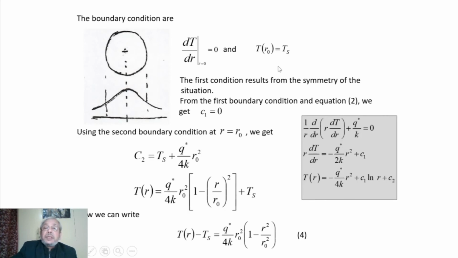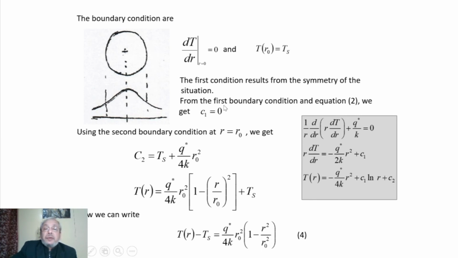Now we will apply the boundary conditions to determine C1 and C2. Obviously, at the center dT/dr equals 0. This results from the symmetry at any diameter, right? This symmetric condition gives us dT/dr at r equal to 0, at the center, equal to 0, and T at R0 is Ts. That means the surface temperature is Ts at r equal to R0.